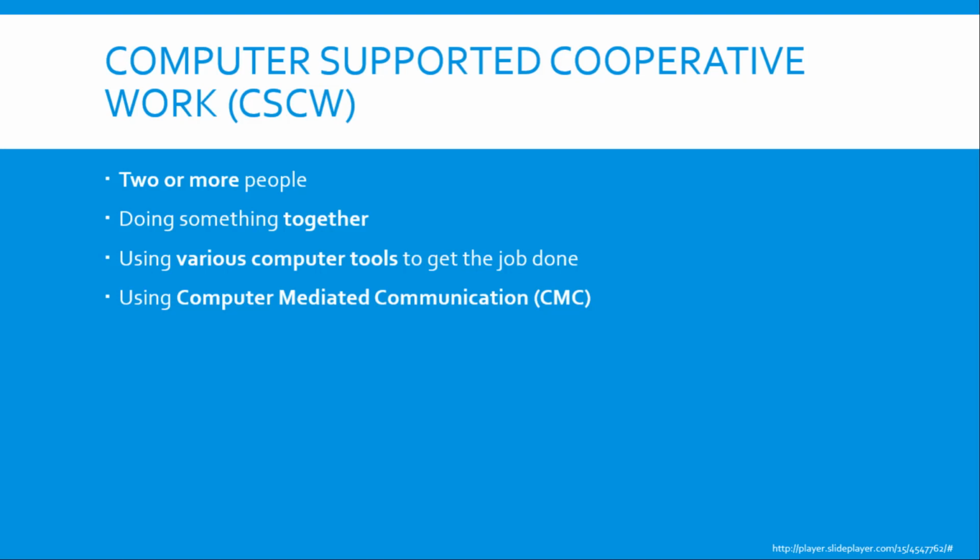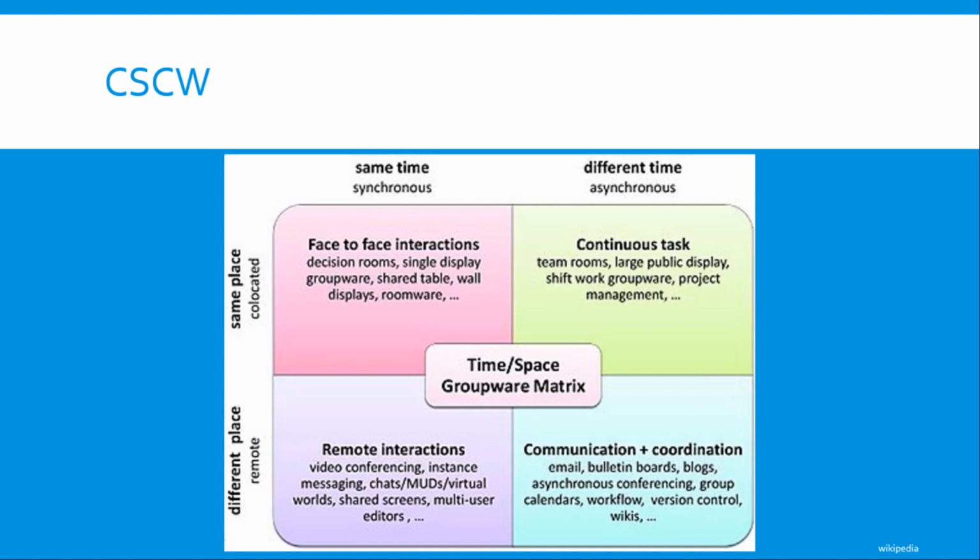It means that when 2 people come together, they form a team. So we have a team that is doing something together, so they have a collaborative aspect. And they're using various computer tools, so they're using a team of tools. So we have a team of people, team of tools, similar goal, and they're using computer-mediated communication. That means they're using tools to communicate to get this job done. So here's a diagram that kind of captures all that.